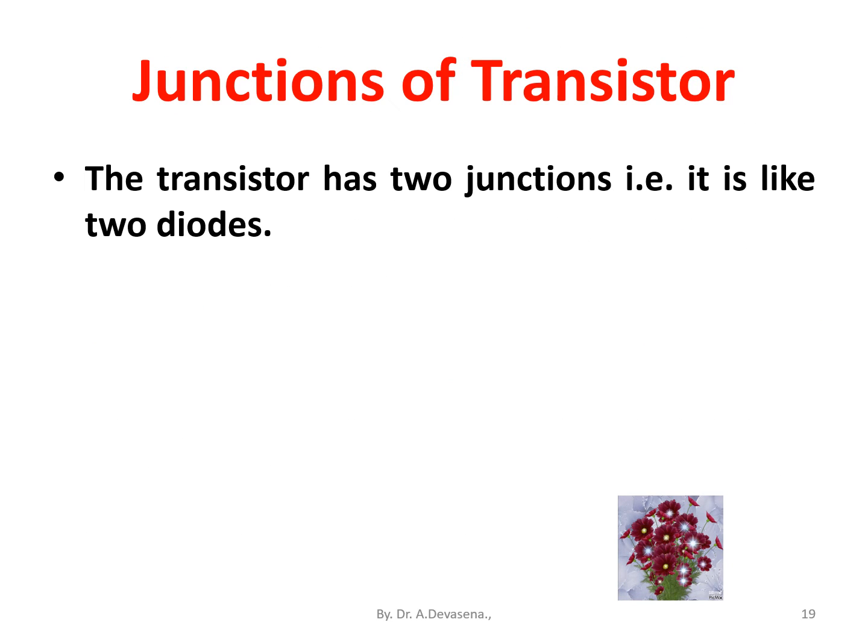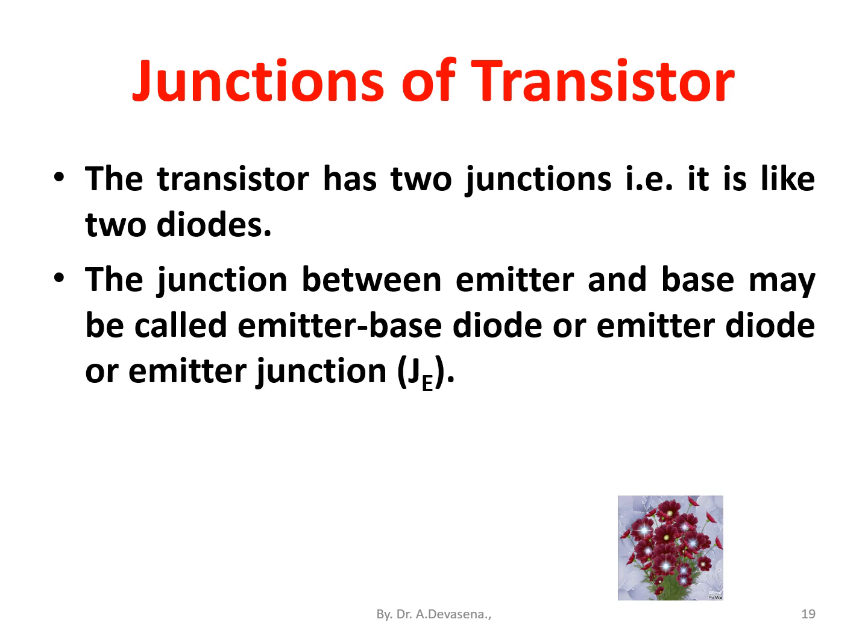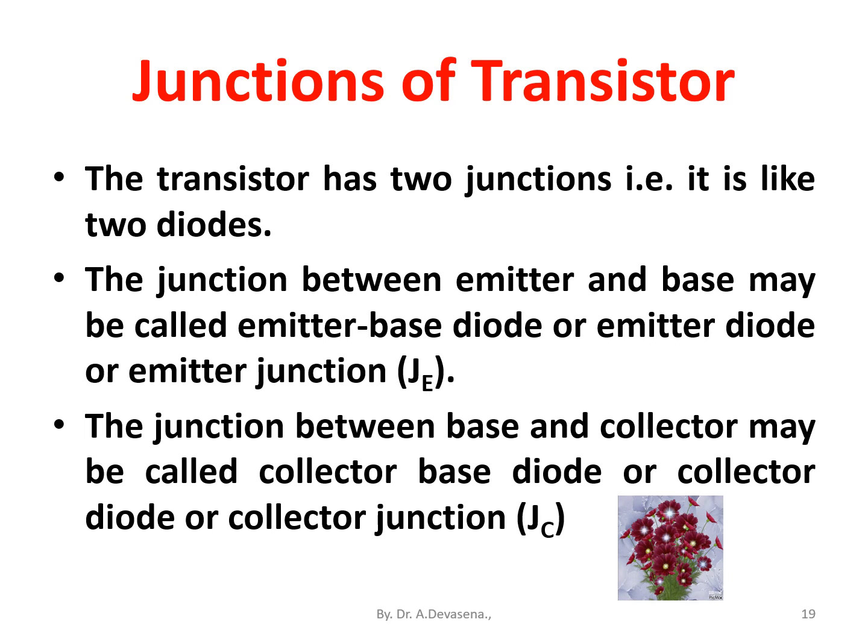Junctions of transistor. The transistor has two junctions, that is, it is like two diodes. The junction between emitter and base may be called emitter base diode, or emitter diode, or emitter junction J suffix E. The junction between base and collector may be called collector base diode, or collector diode, or collector junction J suffix C.